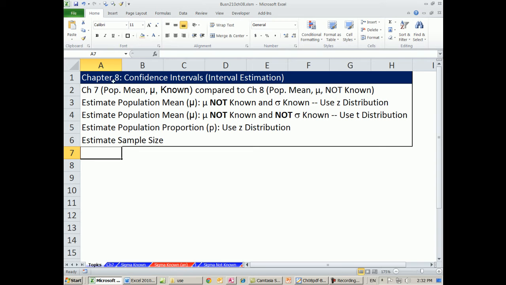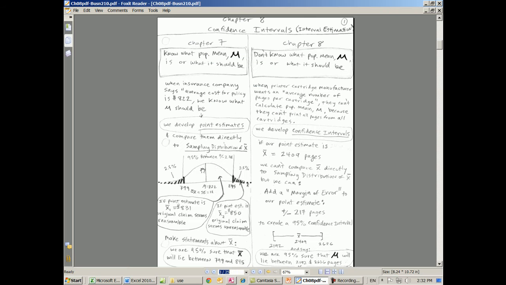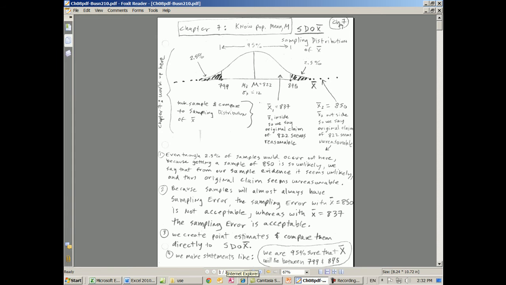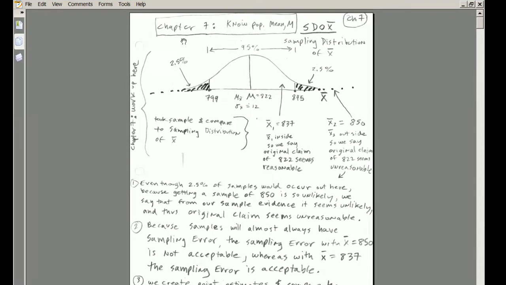But before we jump into Chapter 8, I want to jump over to the PDFs and compare what we did in Chapter 7 and Chapter 8. Now, the PDF starts at page 1, but I have 2 pages before that that don't have a page number. So let's remind ourselves of what we did in Chapter 7.